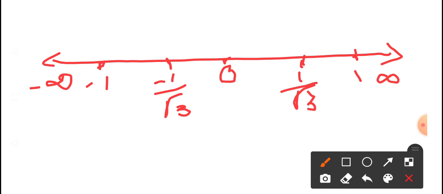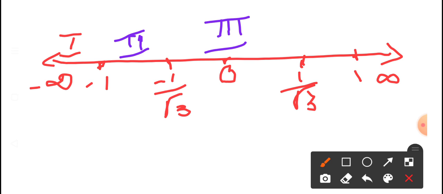Okay, we divide: this is the first interval, minus infinity to minus 1. And the second interval is minus 1 to minus 1 by root 3. And minus 1 by root 3 to plus 1 by root 3 is our third interval. And 1 by root 3 to plus 1 is our fourth interval. And 1 to infinity is our fifth interval. So we assume a number and substitute it in each interval.